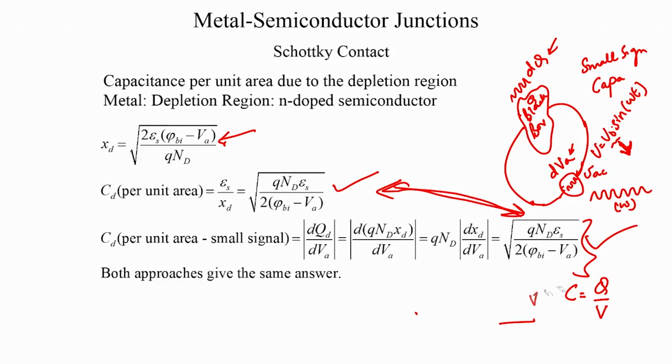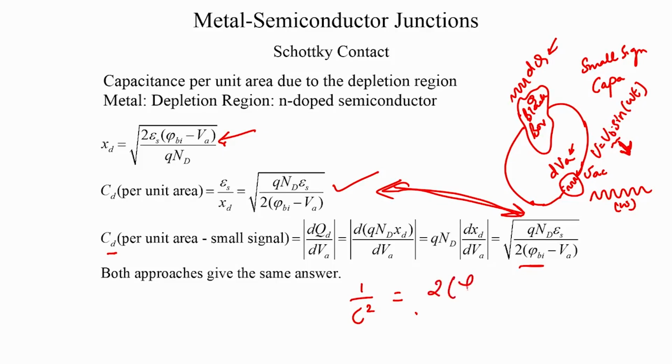If you look at the expression for the capacitance, C is given by this term here. So, if I were to take 1 by C square, what is that? 1 by C square is nothing but 2 into phi bi minus VA by Q ND epsilon s.